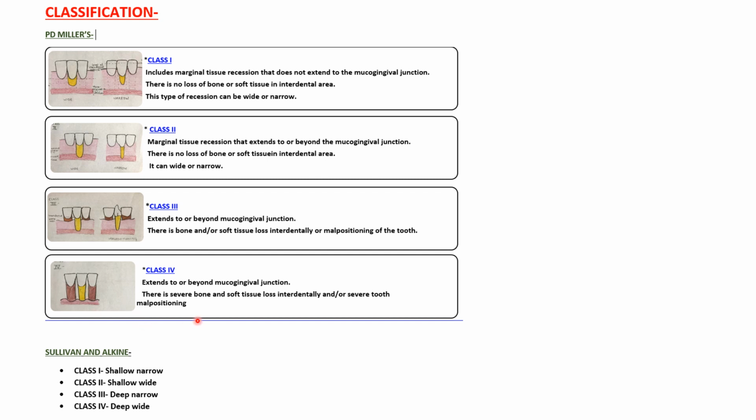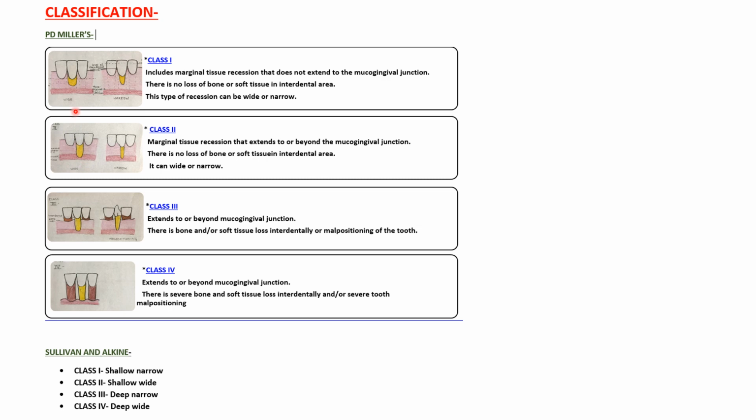Then there is another classification which is given by Sullivan and Atkins. In this again there are four classes. Class 1 is shallow narrow: shallow is above the mucogingival junction, and narrow. Then class 2 is shallow wide: shallow is above the mucogingival junction and it is wider. Then class 3 is deep narrow and class 4 is deep wide. Deep is beyond the mucogingival junction, narrow, and deep wide is beyond the mucogingival junction and it is wider.